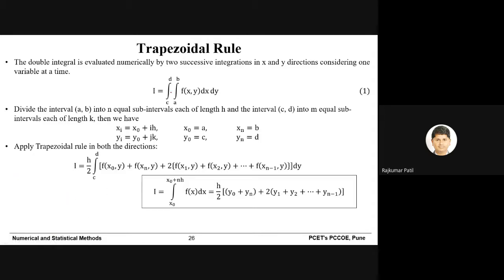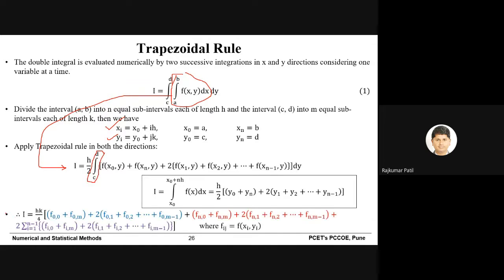Okay, so what we did, first of all, we decided the intervals for x and y. Then we took the integration of the inner part. When you do that, you get a simplified equation. Again, you need to take the integration for c to d. And when you do that, you will get this equation.